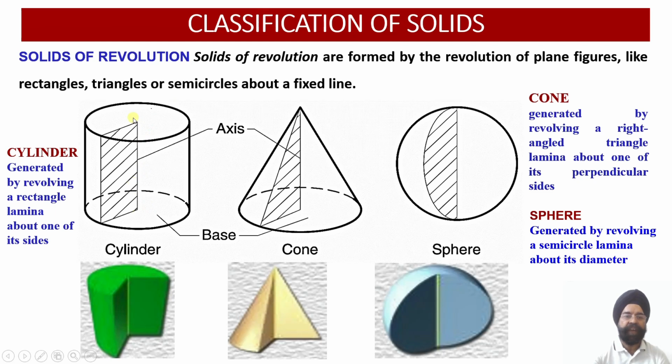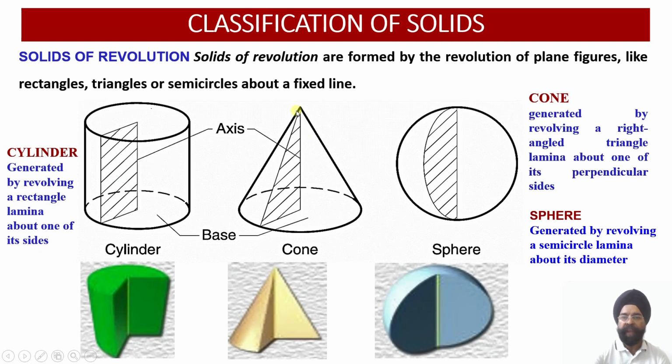So please see, if we have to obtain a cylinder, we need to take a rectangular lamina. So this is our rectangular lamina. So about this axis line, if I rotate this rectangular lamina, this is going to yield the generation of a cylinder. So the rectangular lamina is this one. If I rotate it all around, this is going to lead to generation of a cylinder.